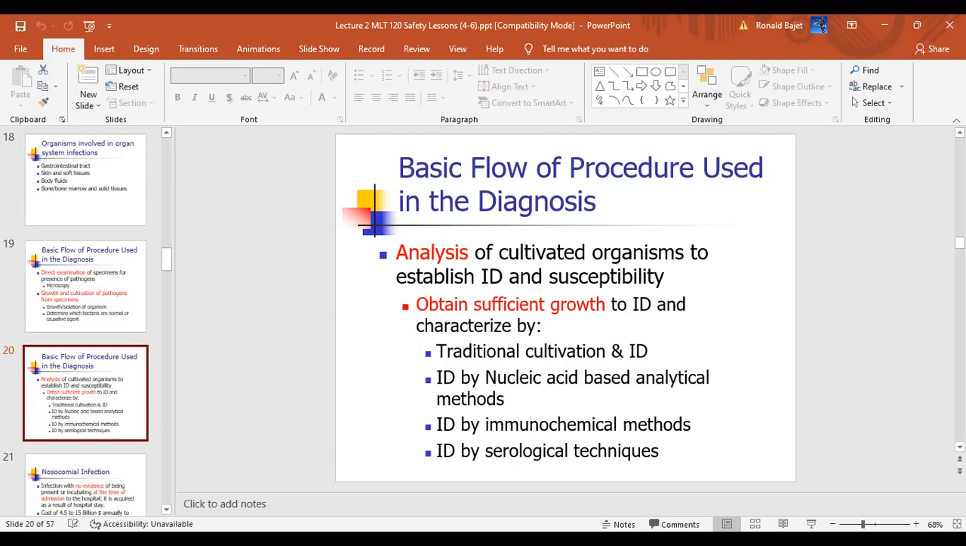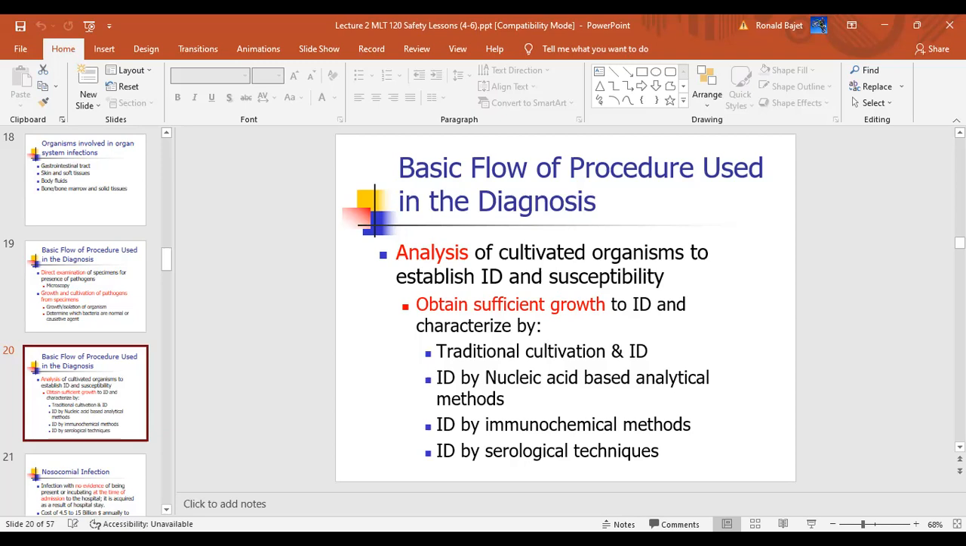Now, obtain sufficient growth. When you do sensitivity testing, especially with a Kirby Bauer, you can't just make a cloudy suspension of your organism, put it onto a Kirby Bauer plate, and start adding your antibiotic disc, which we'll be doing later in the semester. You have to use a standard suspension of organism, using the 0.5 McFarland standard, and then you can do your sensitivity testing.